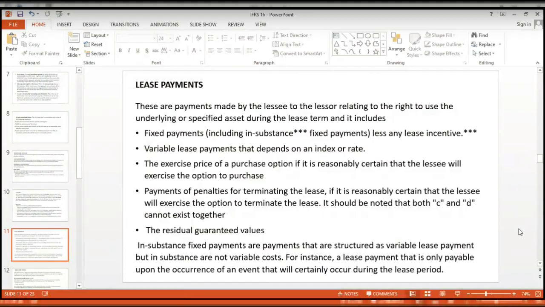In substance, fixed payments are payments that are structured as variable lease payment, but in substance are not variable cost. For instance, a lease payment that is only payable upon the occurrence of an event that will certainly occur during the lease period. Those are the things we call fixed payments.